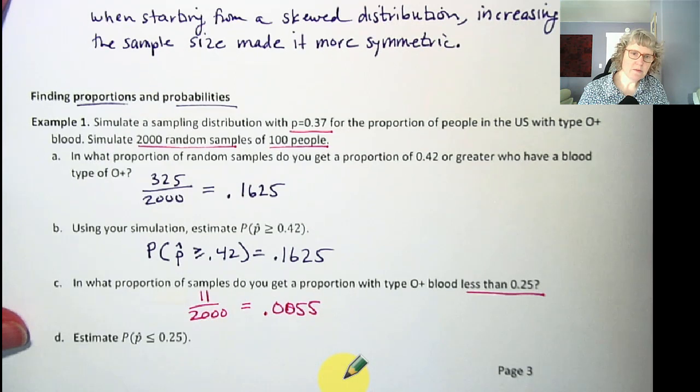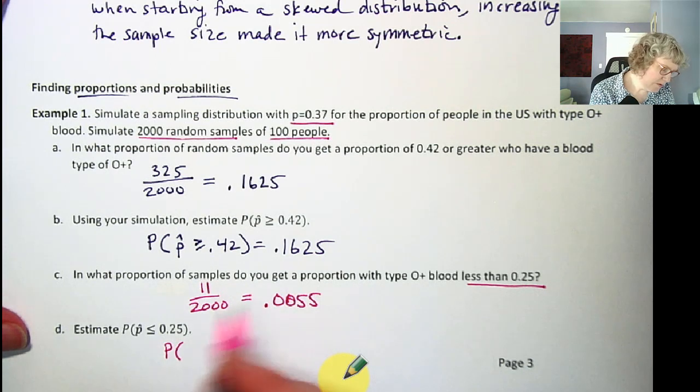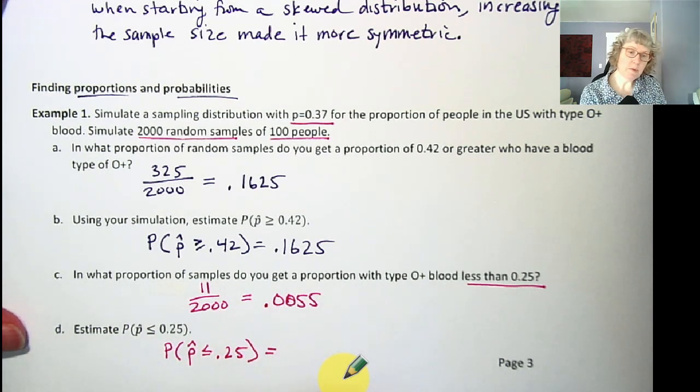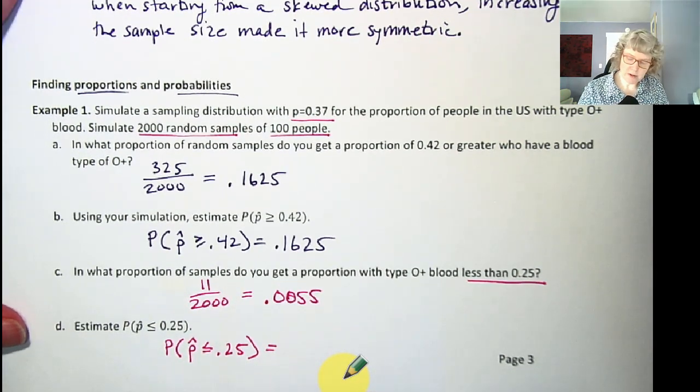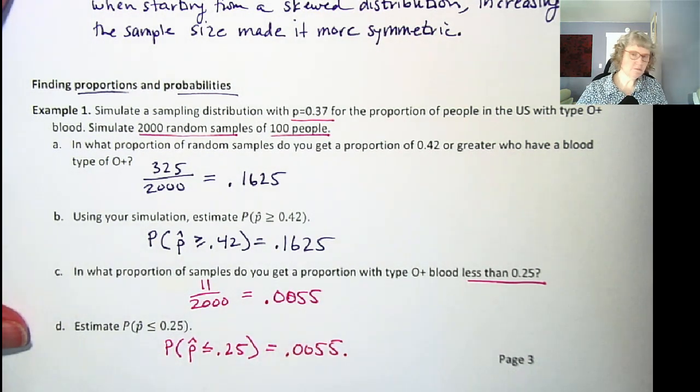0.0055, and then to write my probability, if it was given in symbols, the probability that p hat is less than or equal to 0.25. Less than a quarter of people getting in the sample with type O positive blood would be 0.0055.